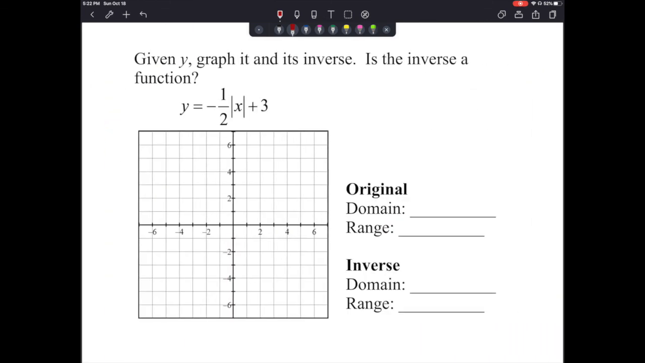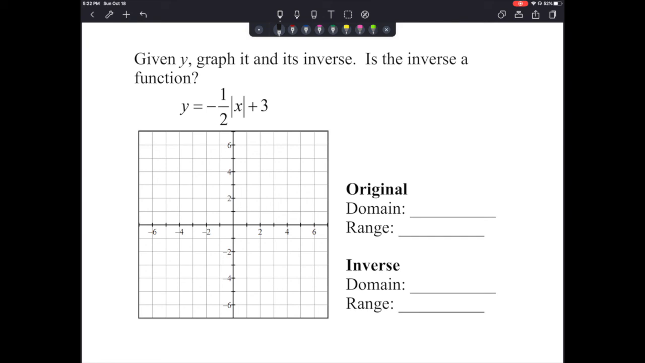All right, so last one we have, given y, graph it and its inverse. Is the inverse a function? So we have an absolute value function. Looks like it's going to be flipped, vertically compressed, and it's been shifted up 3 units. So if you want, you can take it and you can graph it first if you're comfortable with graphing it. If you need to come up with a table first, you can do that.